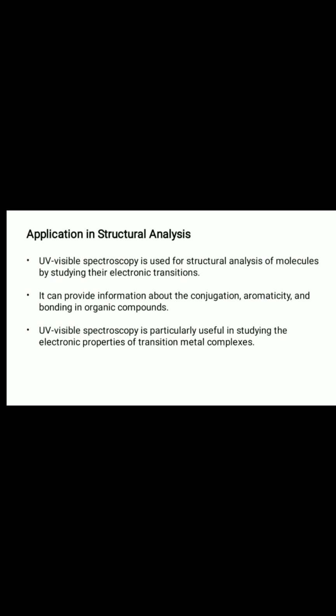UV visible spectroscopy is used for structural analysis of molecules by studying their electronic transitions. It can provide information about the conjugation, aromaticity, and bonding in organic compounds. UV visible spectroscopy is particularly useful in studying the electronic properties of transition metal complexes.